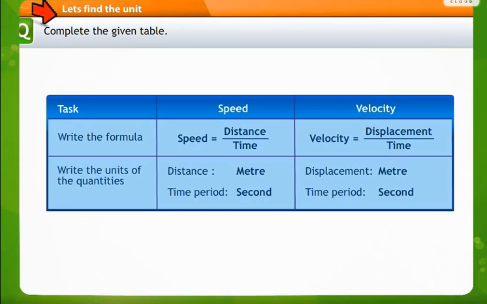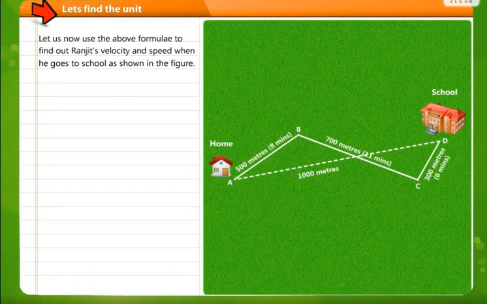Velocity is equal to displacement upon time. So, your displacement is in meters and time is in seconds. So, the unit for speed and velocity is the same, meter per second. What differs is how we measure the distance or displacement. Now we will find how the difference arises.